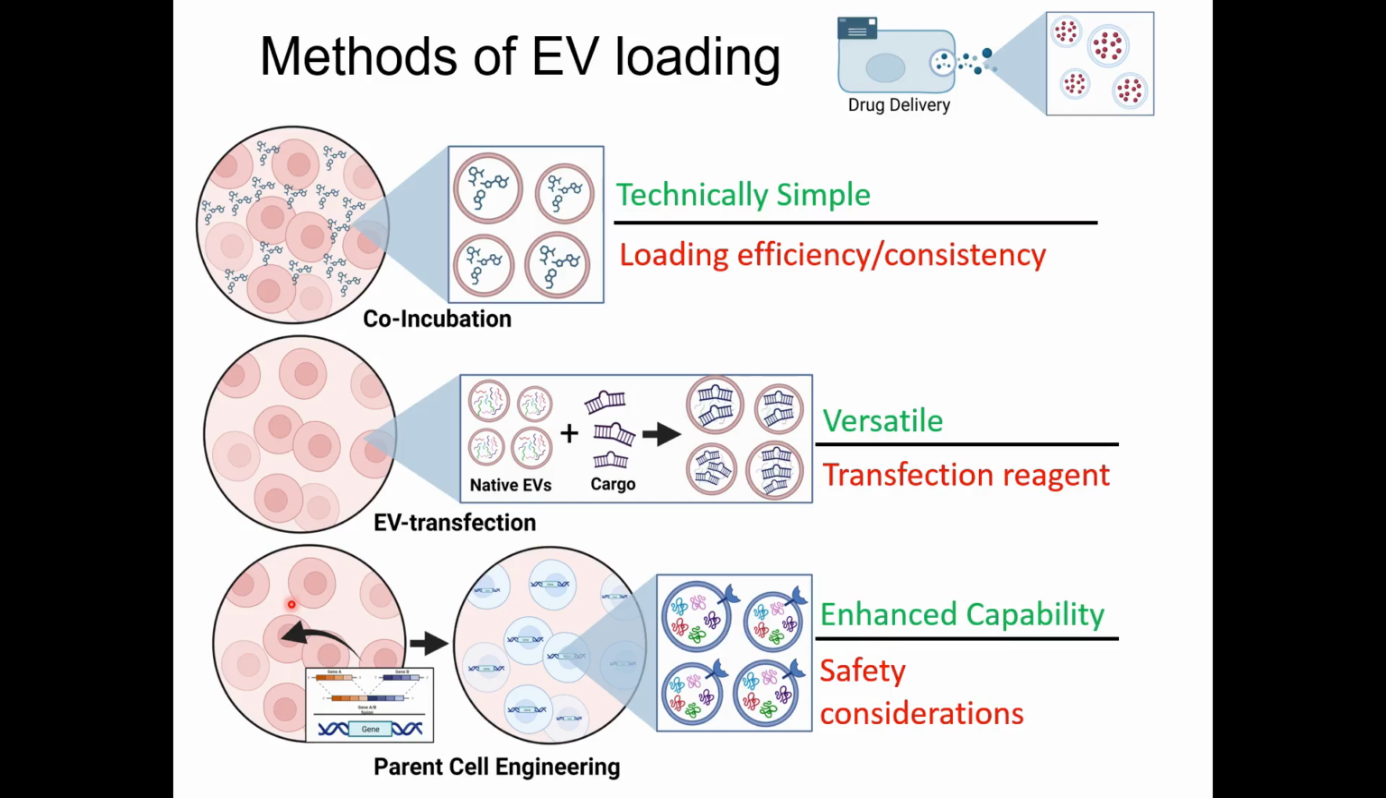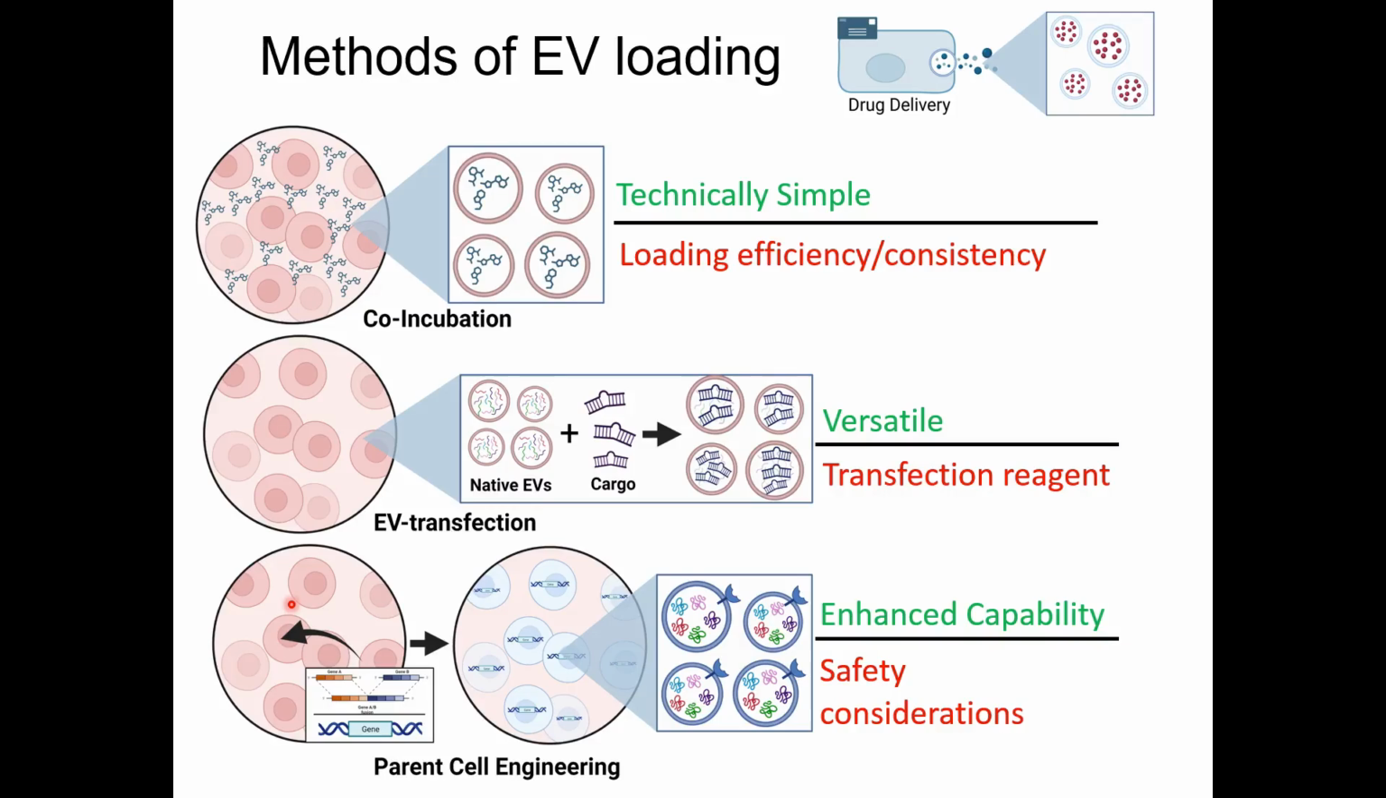So the first one is co-incubation, which is very simply incubating the drug with the cell, the parent cell, and it's a very passive method. It's technically simple, but the challenge with this is it's very inconsistent as far as loading efficiency is concerned. And many of the factors that were discussed earlier by my colleagues, including hypoxia, confluency, and other cellular factors really do impact how much of the target drug is loaded into the EVs.